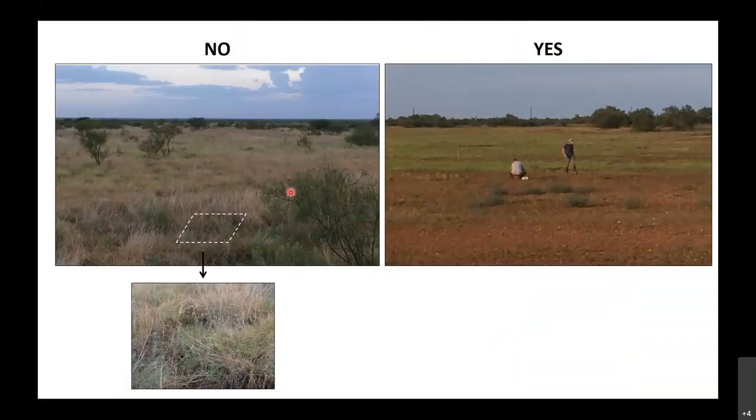So just to emphasize this difference, this is where we tend to not find them. To our eyes, this looks like nice, healthy rangeland, grassland that has a minimal amount of shrub cover. This looks really nice. This is sort of how we would want rangeland to appear, probably.